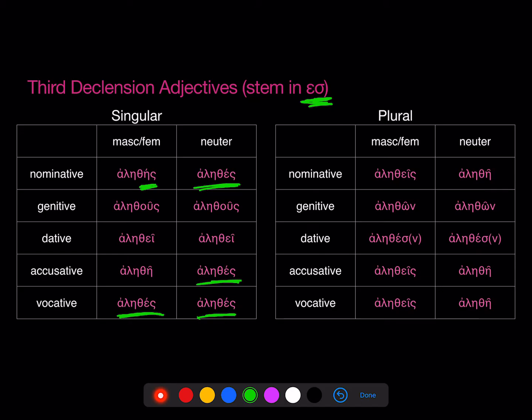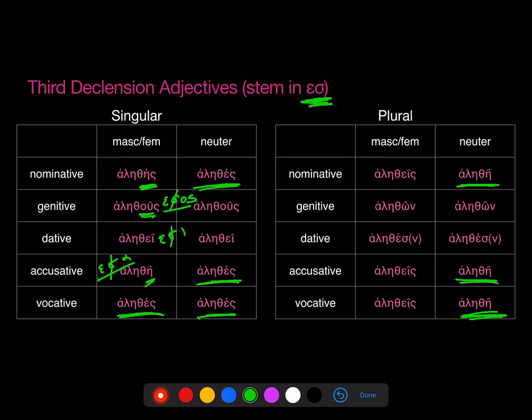Okay. And now we're going to do the same things that we saw in lesson 17.1. So genitive singular, es-os, the intervocalic sigma drops out, the epsilon and omicron contract to give you that ou. Dative singular, es-i, intervocalic sigma drops out. Accusative singular masculine and feminine, es-a, intervocalic sigma drops out. The epsilon and alpha contract to give you this eta. The same thing happens here for the nominative and accusative and vocative neuter plural.